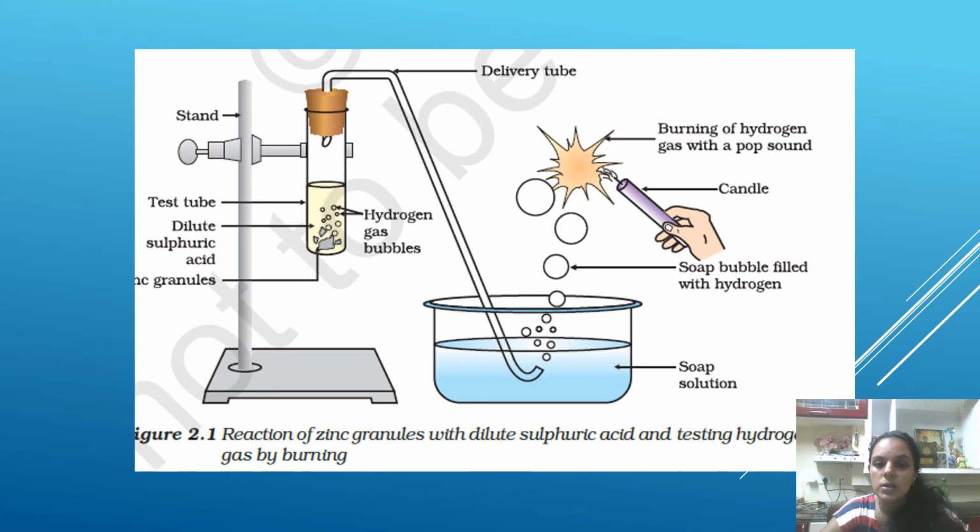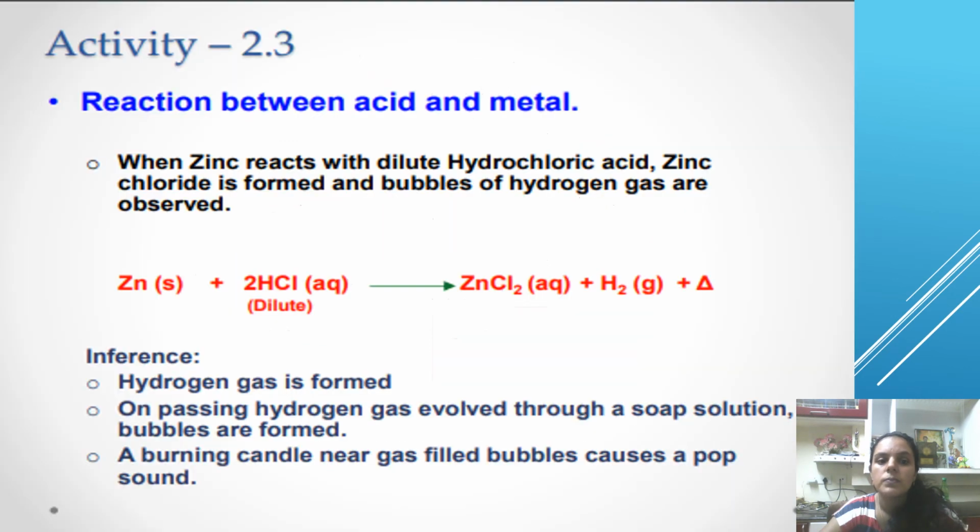So this is the pictorial representation, as we already discussed. This is the burning of hydrogen gas with a pop sound. Here the reaction between acid and metal: when zinc reacts with dilute acid, here zinc is taken and we are adding H2SO4. This is an example of a single displacement reaction.